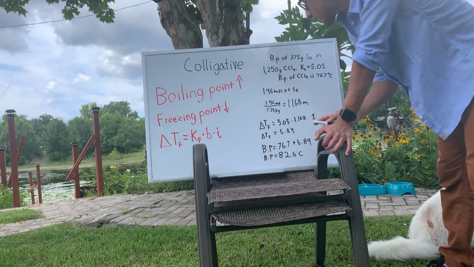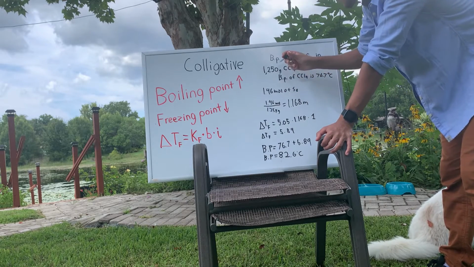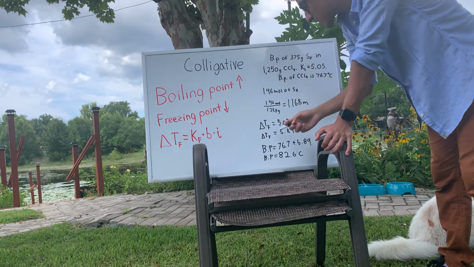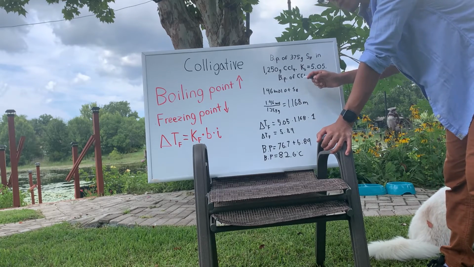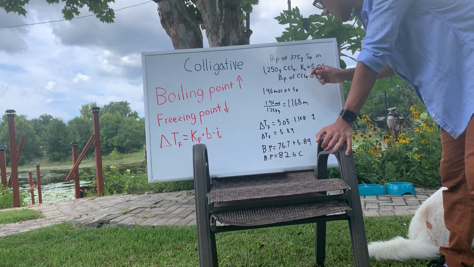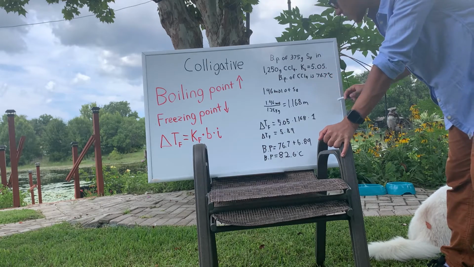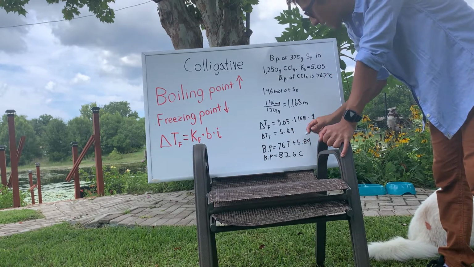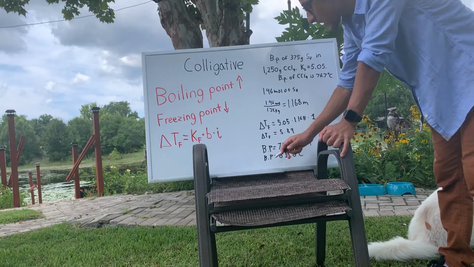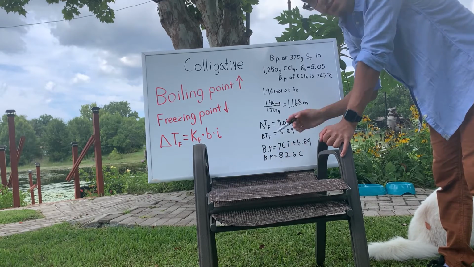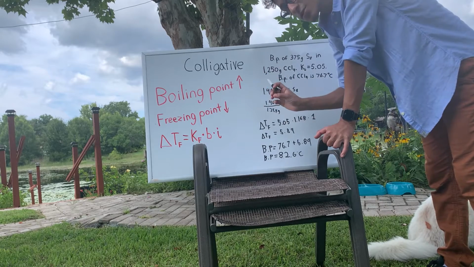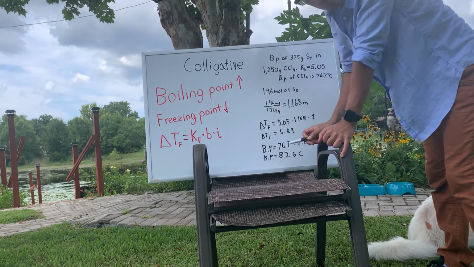This is not your final answer. Remember, it's asking for what is the boiling point of the solution, not what is the change in boiling point. So what you need to do is take the boiling point of our solvent, CCl4, which is 76.7 degrees Celsius, add it to 5.89, which is our change we just calculated, and you should get a final boiling point of 82.6 degrees Celsius. Now this makes sense because remember, adding solute into a solvent increases the boiling point of the solution.